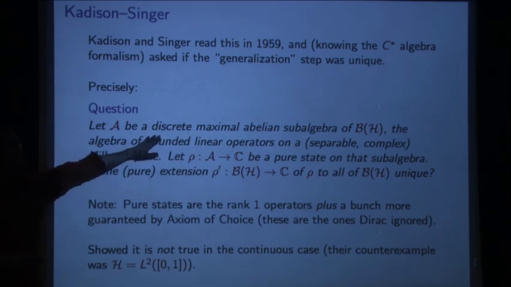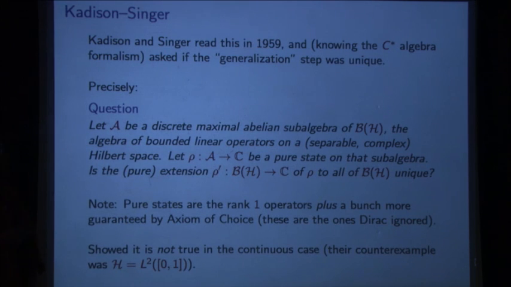And the reason that this discrete adjective here is very important is because Kadison and Singer showed that, in fact, it's not true in the continuous case. And their example was the Hilbert space L2 of 0, 1. I think it's just the multiplicative functions or something like that. The construction is easy. I think that showing that the generalization is not unique is probably not. I mean, I don't know it offhand.